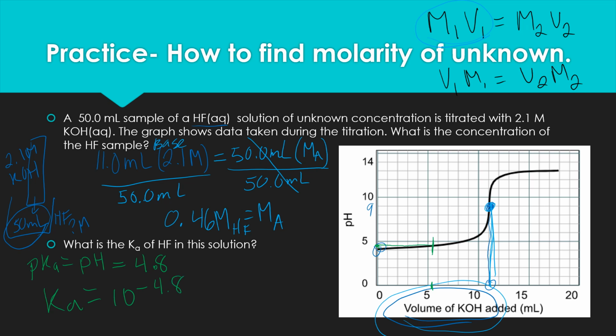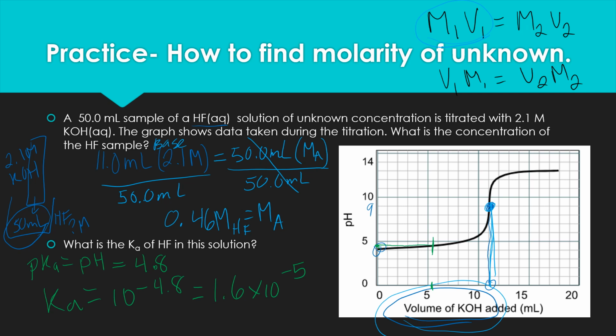All right, so if I want the Ka, I'm going to do 10 to the negative pKa. So 10 to the negative 4.8. And I get, let's put that in scientific notation, 1.6 times 10 to the negative 5 is my equilibrium constant for my acid. And we can see that's a pretty common range for our weak acids there, HF. So that's how we can find our Ka value and our molarity of our acid, two really valuable tools to have for a reaction.